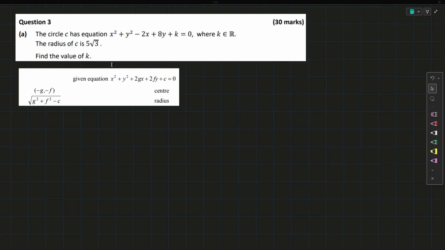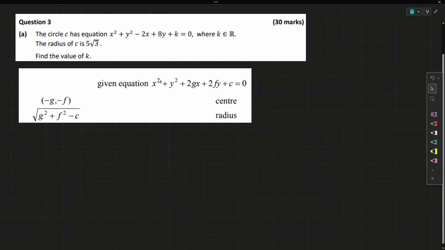This is 2022 paper 2 question 3. We have a circle, and the equation is like this. We're going to use the formula from the formula and tables book, where we have x squared plus y squared, and then we have it all expanded out. All the brackets are expanded out, and we need to figure out what k is.